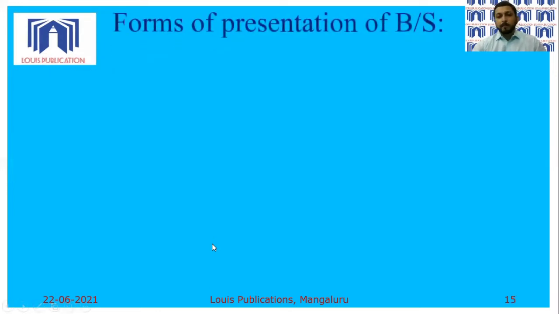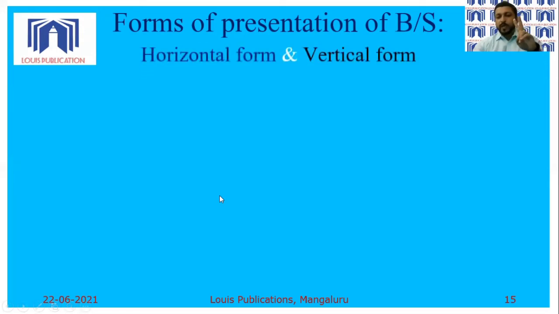Now, very, very important point. Forms of presentation of balance sheet. Let me tell you, there are two forms of presentation of balance sheet. One is called as the horizontal form and second one is called as the vertical form.